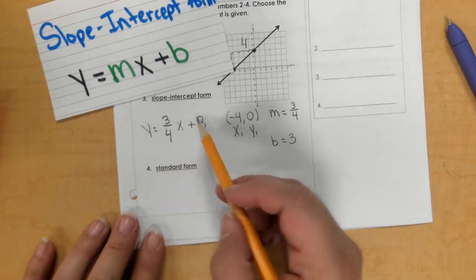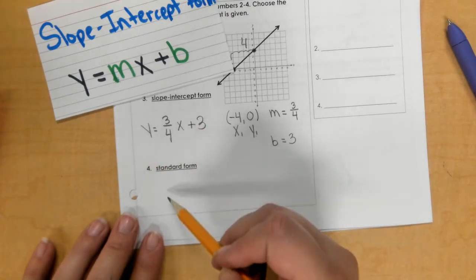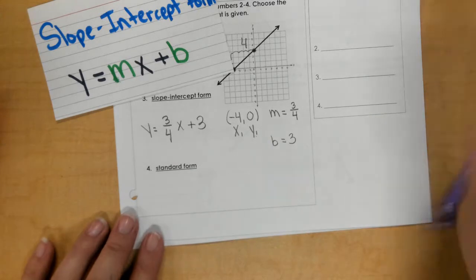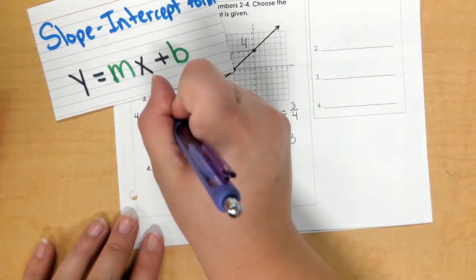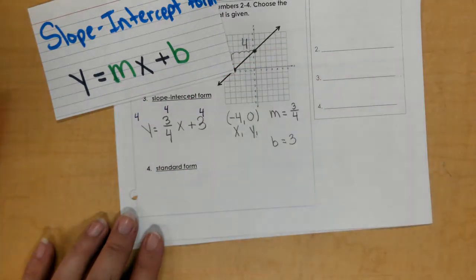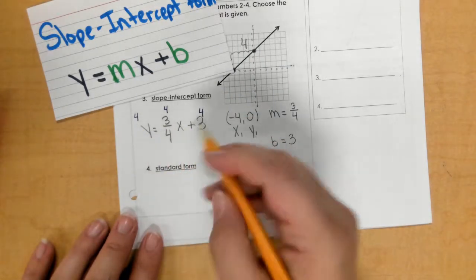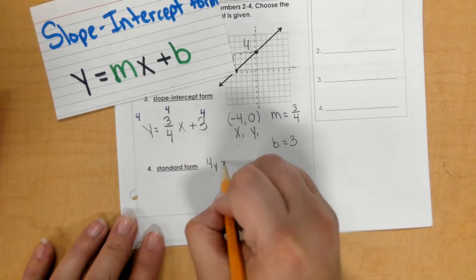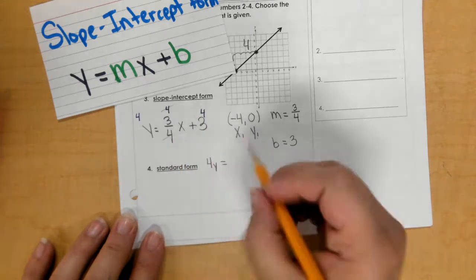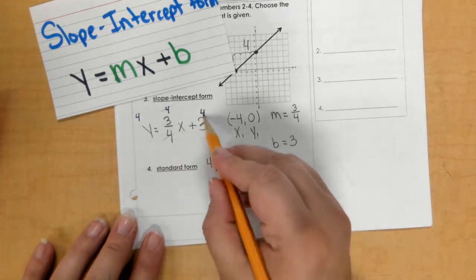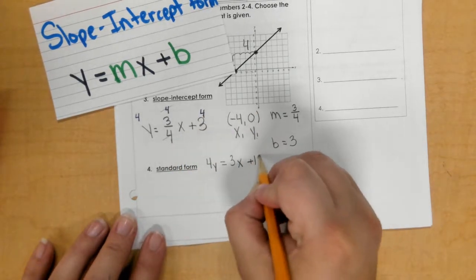Okay. And then from this, I've got to put this in standard form. So I need to multiply all of these by 4. So I've got 4y. These 4's cancel, and we have 3x. And then 4 times 3 is 12.